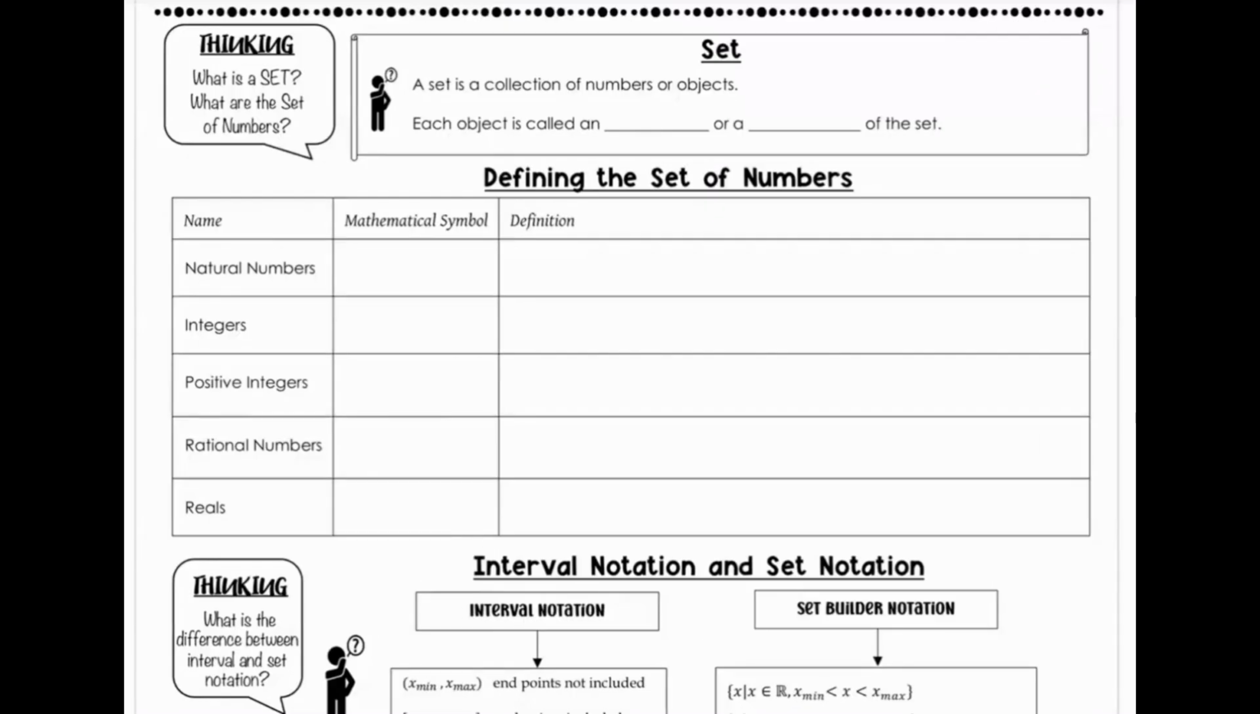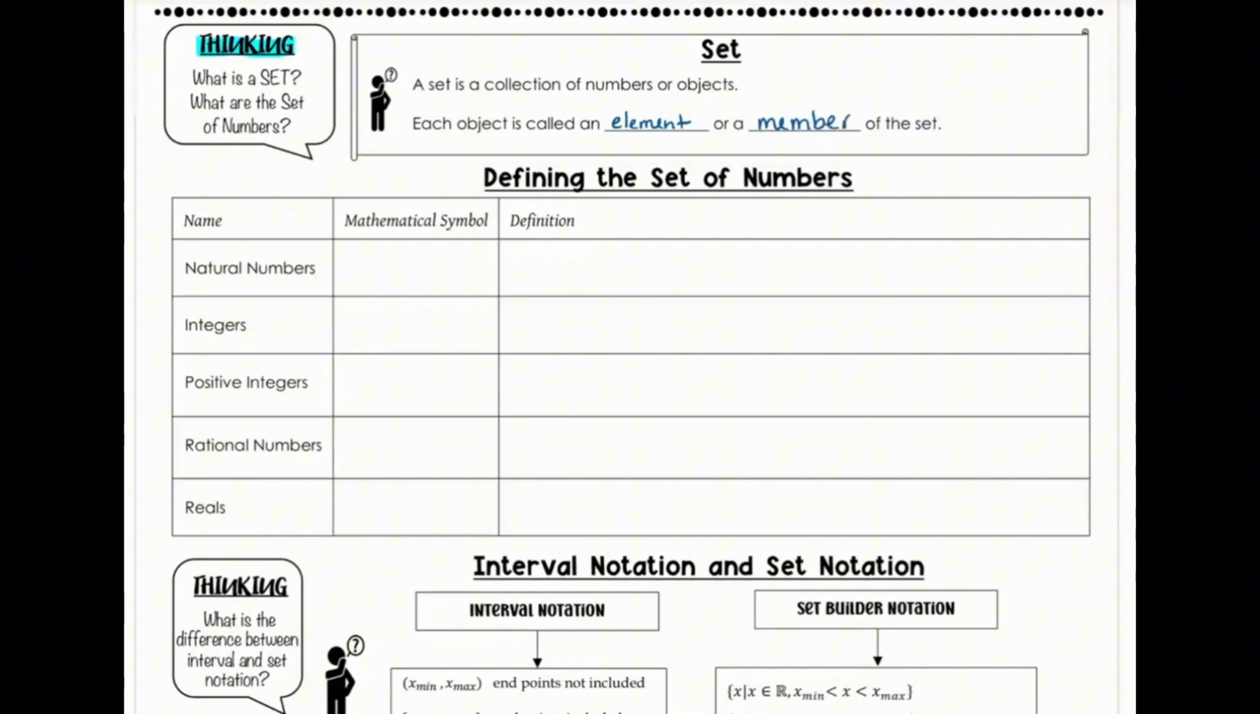Okay, everyone, so let's take a look at today's thinking. We have: what is a set? What are the sets of numbers? So, a set is a collection of numbers or objects. Each object is called an element or a member of the set.